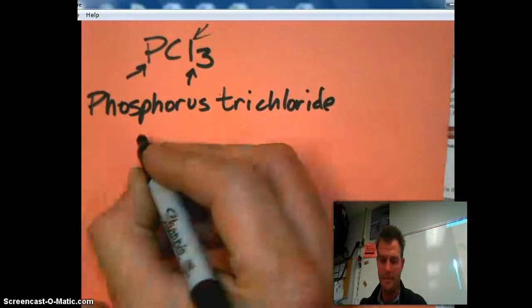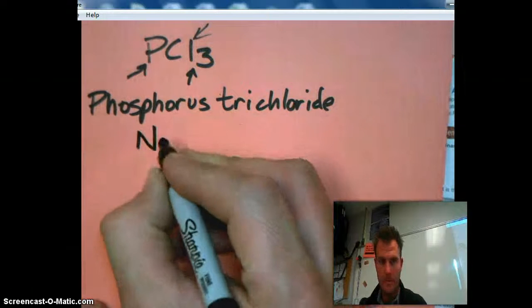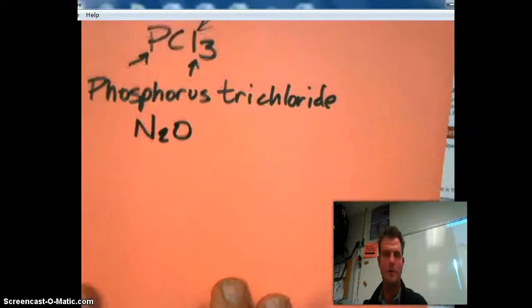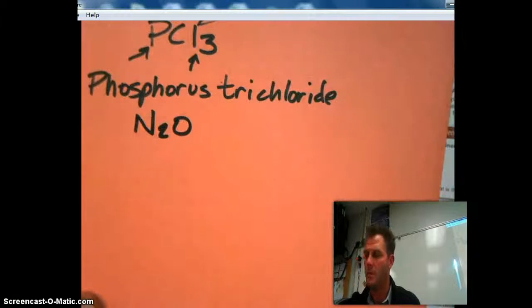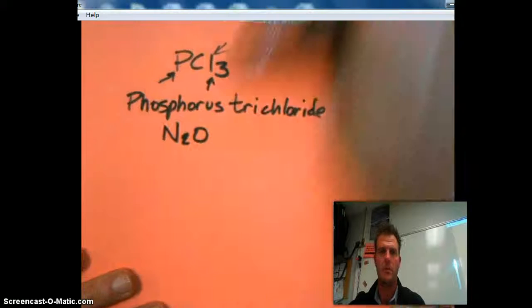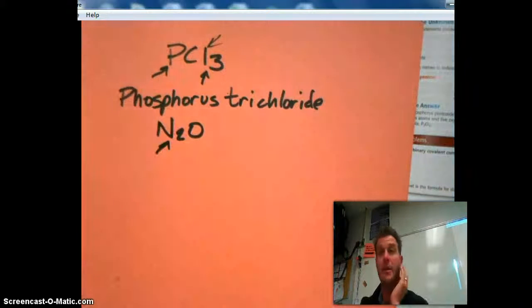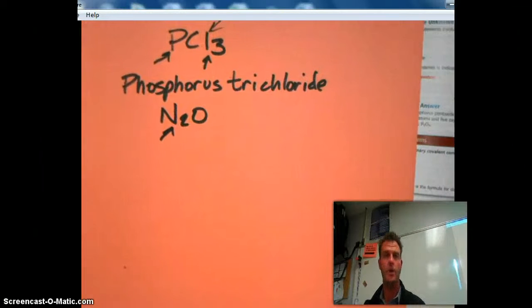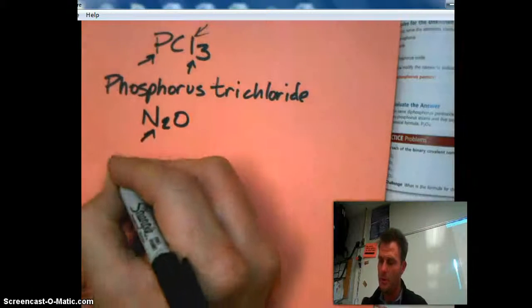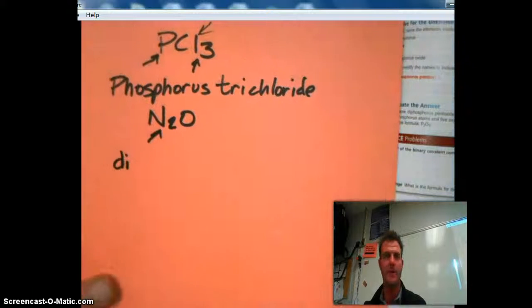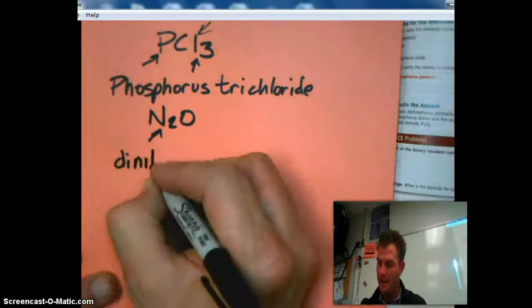Okay, let's do another one. N2O. Okay, now this is the first time we have not seen mono being used on the first element. So how many atoms do we have here? 2. So we go over here and we see di. So we are going to use our prefix in this case and say dinitrogen.